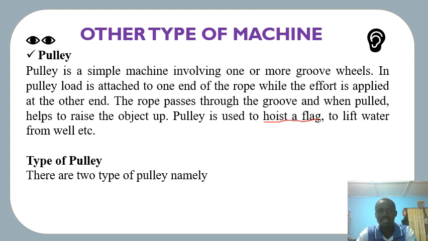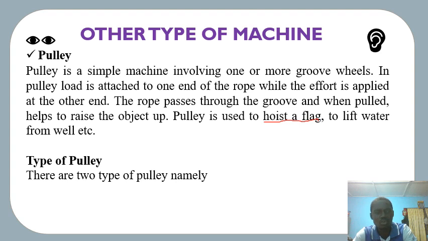As the pulley is turning, the flag will also be moving to the height you want it to be. Another example is what is used to lift water from a well. When we are lifting water from a well, they have a pulley that they turn. As they are turning, it is pulling the water from down to up for the user to use.